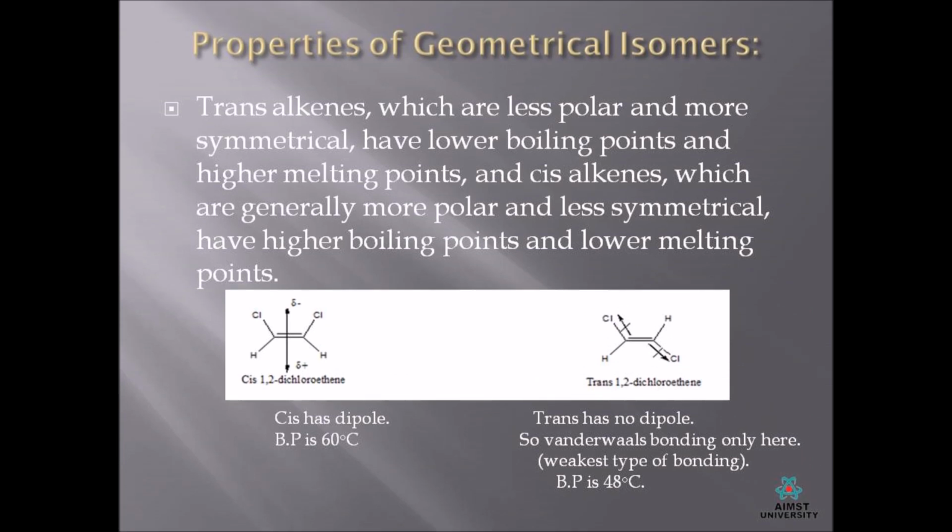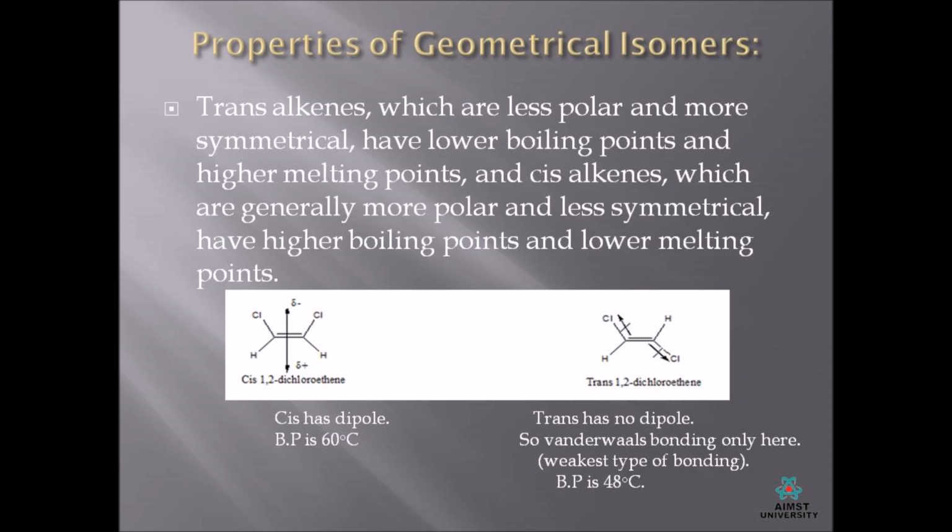Now let us see what are the properties of geometrical isomers. Trans alkenes, which are less polar and more symmetrical, have lower boiling points and higher melting points. And the cis alkenes, which are generally more polar and less symmetrical, have higher boiling points and lower melting points.